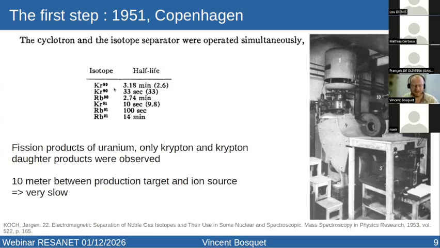And this specific installation has been able to produce radioactive isotopes of krypton with half-life going down to 10 seconds, which is relatively fast for the time at least. But this setup in itself is quite slow, mainly due to the fact that they are using a 10-meter transfer tube between the target and the ion source.